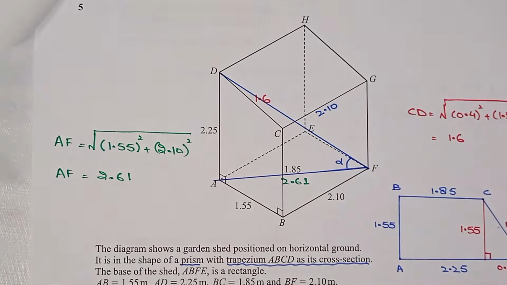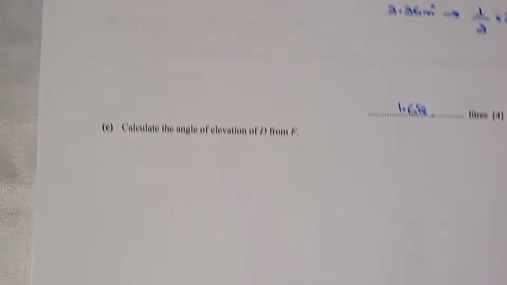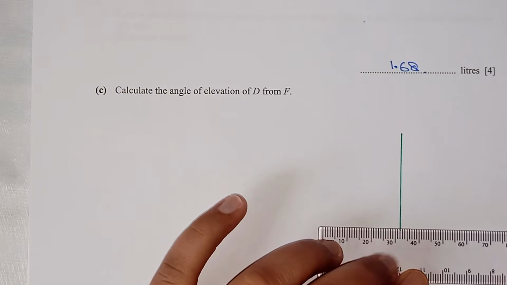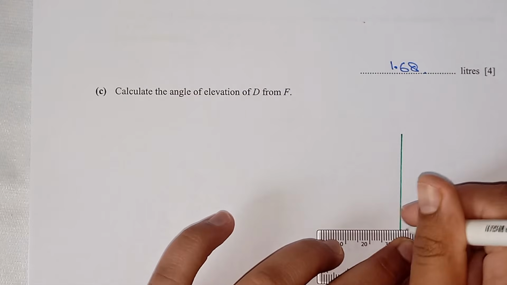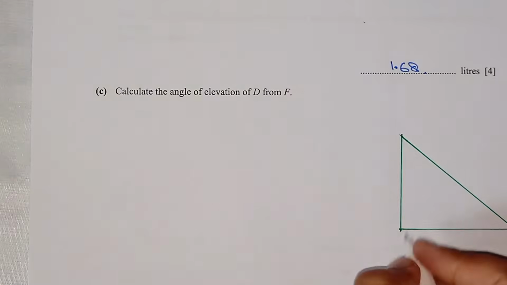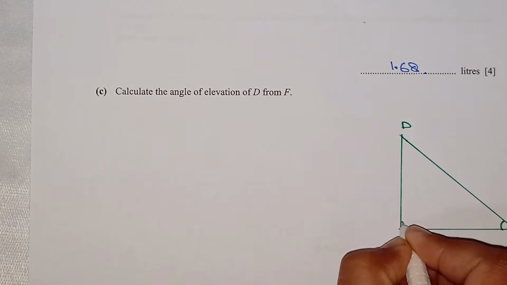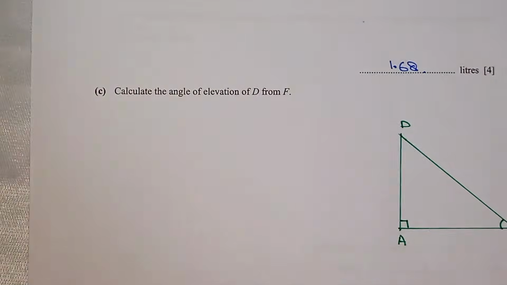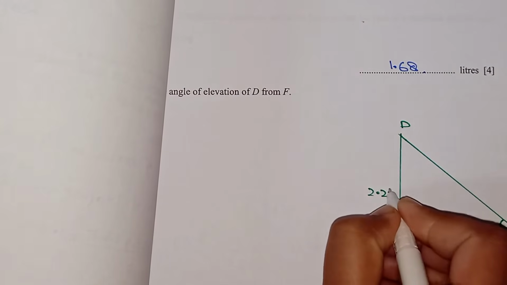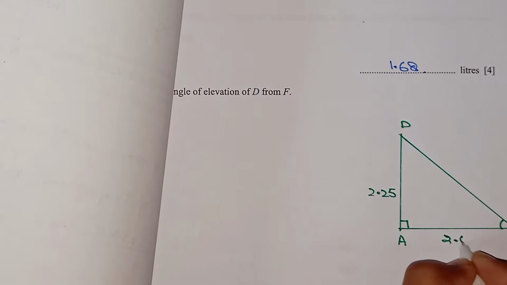Let me draw this triangle separately. ADF. A is a right angle. Okay, so A, D, and F. We need to find this angle. This is a right angle. Okay, so A to D is 2.25 and A to F we got is 2.61.